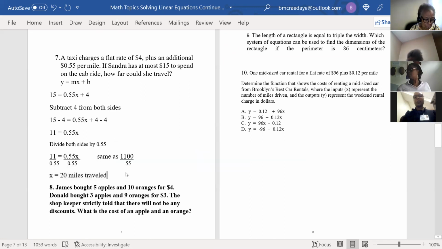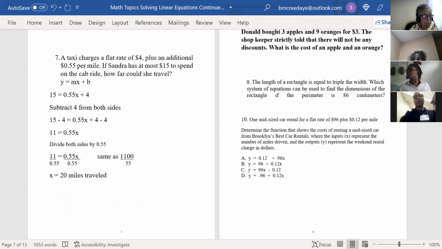Now that was one where you were given the output and you were to find the input. Most of the time we were looking for what? The input. The Y here is the output. That's the dependent variable. It's dependent upon the input X, which is the independent variable. Any questions on number 7? All right, let's go to number 8.